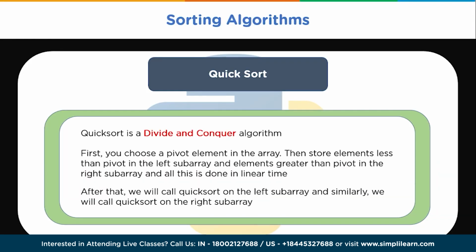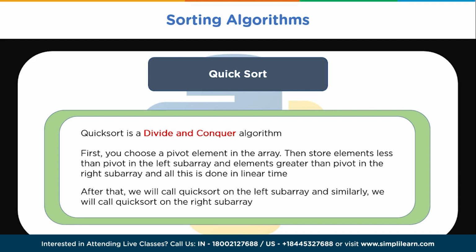Now let's take an example of another sorting algorithm called quicksort. Quicksort, like merge sort, is also a divide and conquer algorithm, but in a different way. In quicksort, first you choose a pivot element in the array, then store elements less than the pivot in the left subarray and greater than the pivot in the right subarray, and then keep doing this activity recursively for each subsequent left and right array.